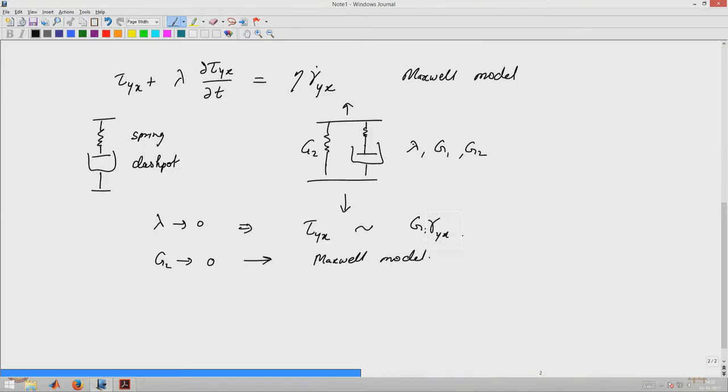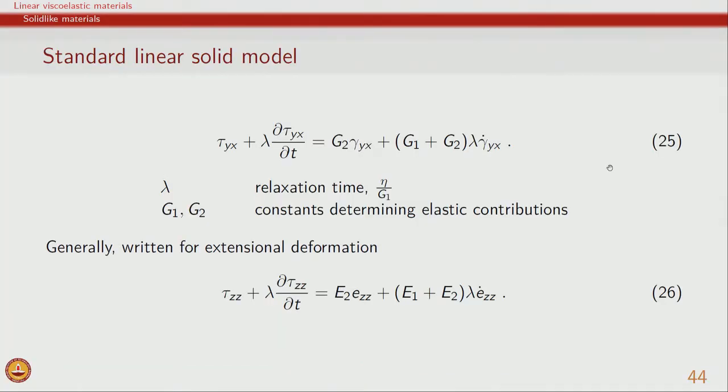So, this model is also called standard linear solid model, or the electrical analog is called Zener. Therefore, this model is also sometimes called as the Zener model. And so, this can be written in terms of shear as we have done for Maxwell model, because we are using symbols G to indicate shear modulus responses. It could also be written in terms of an extensional deformation, in which case on the material we have strain rate which is extensional E dot zz, and therefore, the stress component is tau zz.